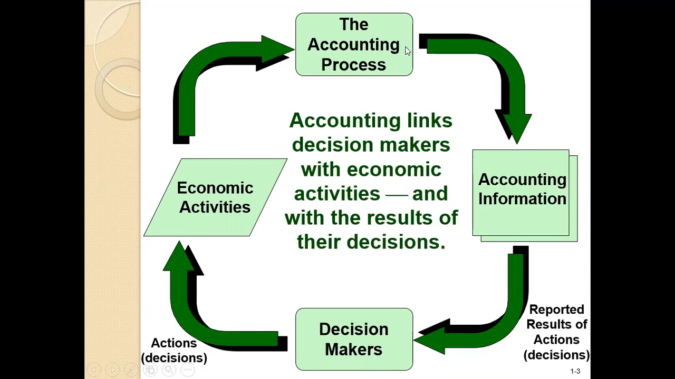The accounting process begins with accounting information that is passed on to decision makers so that they can make decisions, actions, and then those actions would become economic activities, and the accounting process will keep on going in circles. So the main focus of accounting information is that it should help in decision making.